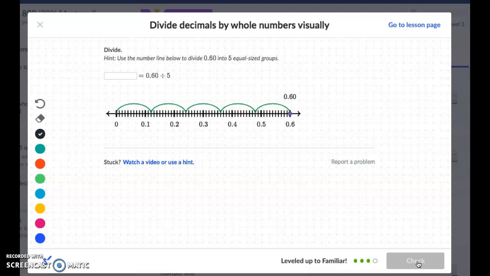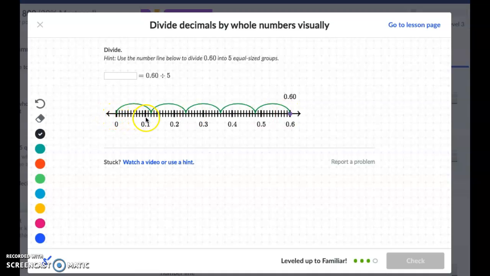And here, 0.60 divided by 5. So here's my 0.60 or 0.6, which are the same. Okay, 6/10 or 60 hundredths are the same. And I want to divide it into 5 parts. So 1 part, 2 parts, 3 parts, 4 parts, 5 parts. So how big is each part?